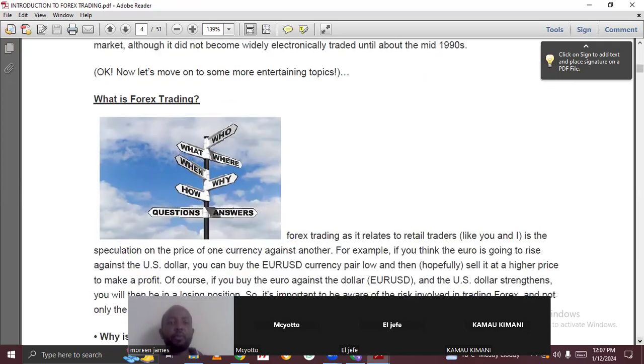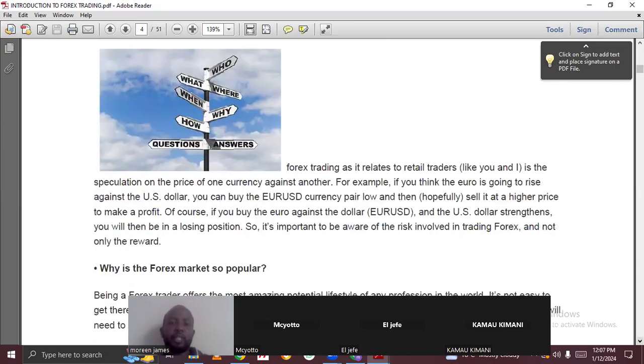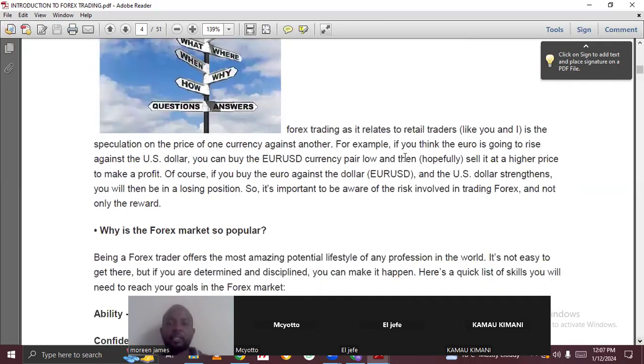Okay, let's move on. So now, what is trading? Who, what, where, how? These are the questions I'll be answering. It relates to retail traders. Retail traders are me and you. When you're on your computer, smartphone or tablet, whatever you're using, and you want to make some extra 20, 30, 40, $50 in the market, that is you and me. That's what we call retail traders. You and I speculate on the price of one currency against another.